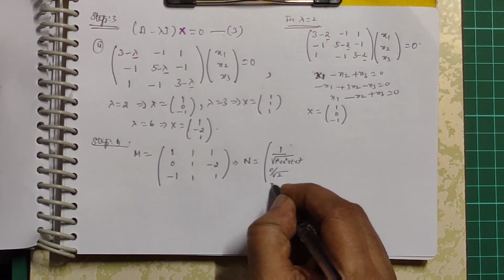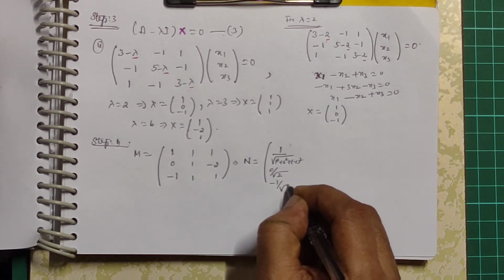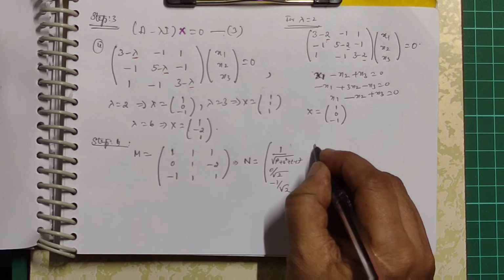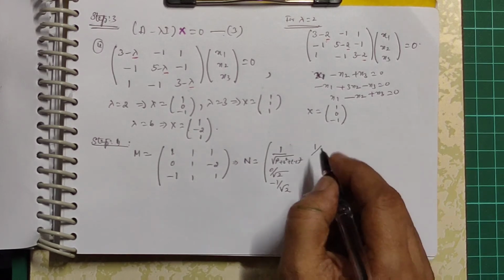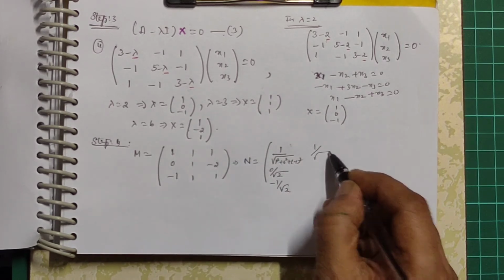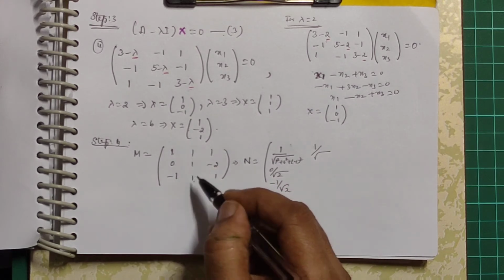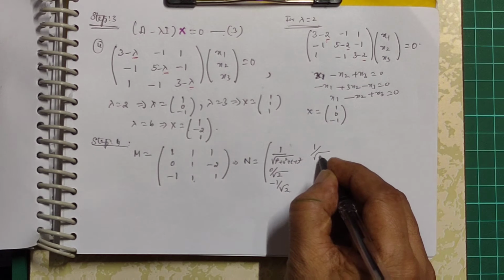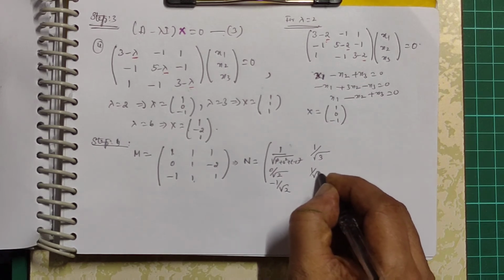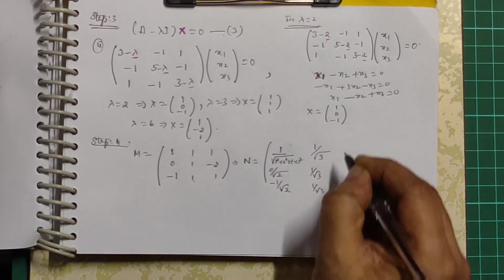So I'll be getting it as 2, and this as 1 divided by root 2. And coming to the next term, it is 1 divided by the sum of the squares of the elements in that particular column, means 1 squared plus 1 squared plus 1 squared. So it is 3, and this is 1 by root 3, and again it is 1 by root 3.